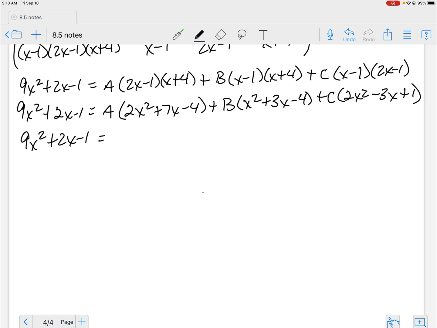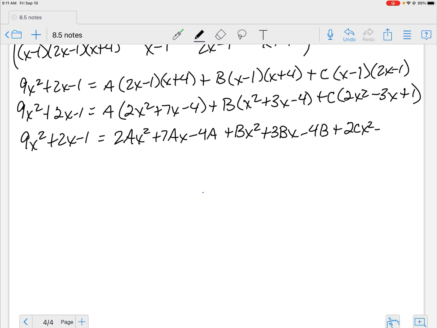9x squared plus 2x minus 1 is 2Ax squared, 7Ax minus 4A. A Bx squared plus 3Bx minus 4B. 2Cx squared minus 3Cx plus C. Woohoo! We've got a lot going down here, don't we? They all have an x. The x squared, the x, and the numbers all have 3 variables that we get to work with.